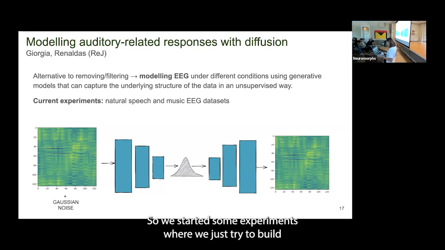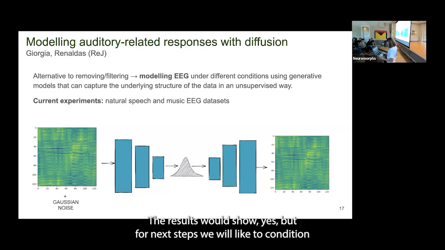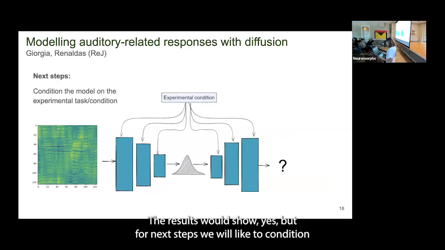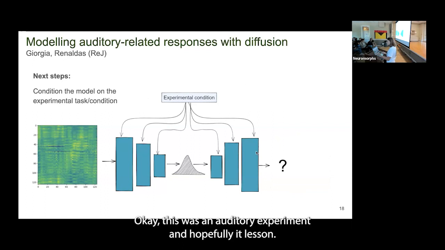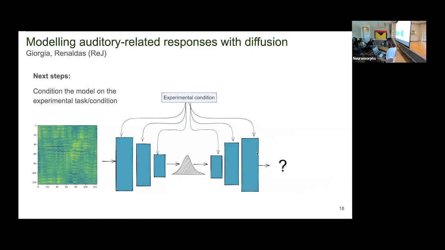We started an experiment where we just tried to denoise some EEG data to which we had added Gaussian noise. The experiments are still running. I don't have results to show yet. But for the next steps, we would like to condition these diffusion processes on the experimental task or condition. So say to the model, okay, this was an auditory experiment, and hopefully in the latent space I will get a nice separation of the components of interest.